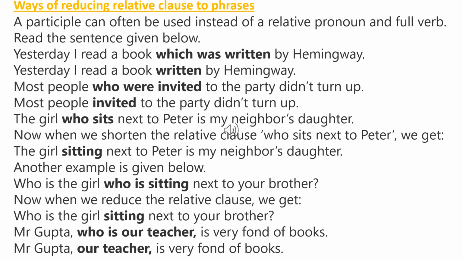And the third way is that the adjective clauses can be reduced to appositive phrases. That is, an appositive phrase is formed by simply placing one noun or noun phrase next to another with a comma between them. For example, Mr. Gupta, who is our teacher, is very fond of books. Here, instead of writing who is our teacher, we can just write Mr. Gupta, comma, and then our teacher is very fond of books.